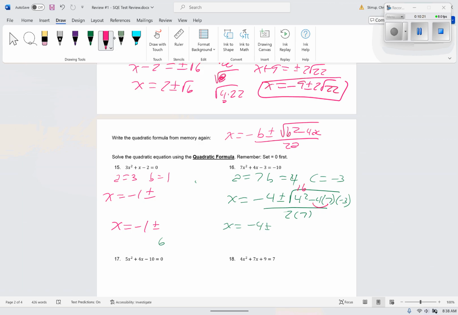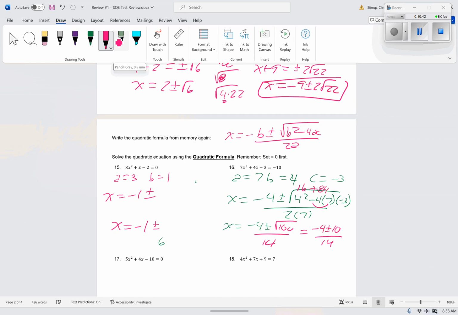-4 times 7 is -28. And -28 times -3 is +84. So we're going to get plus 84. Add 16 and 84 together, so I get 100 over 14. 2 times 7 is 14. Square root of 100 is 10.